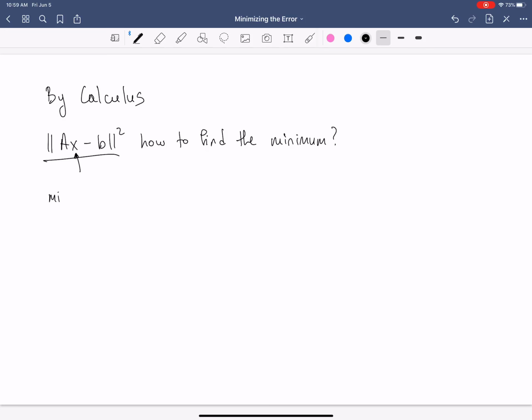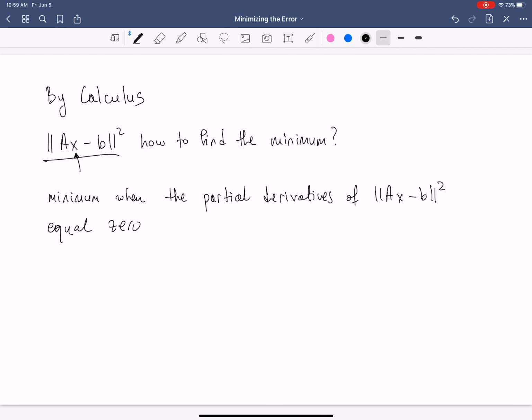So minimum when the derivative, well, really the partial derivatives of the norm of Ax minus b squared equals 0. For those of you who know calculus, you can give this a try just for the fun of it, but you don't have to. This is just to complete the discussion on the multiple ways in which we can look at the error terms.